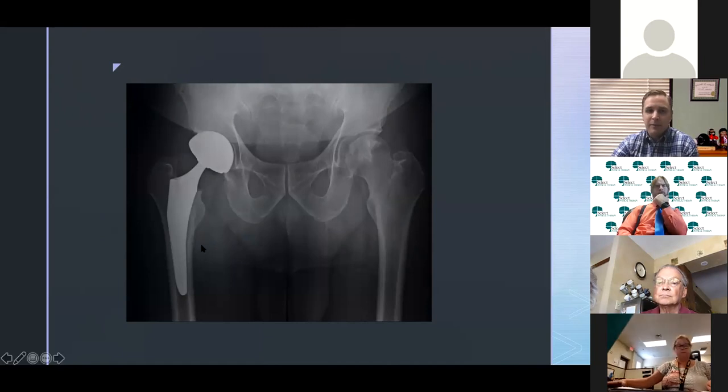And this is what a hip replacement looks like in one of my patients. So people really do phenomenal with this surgery.